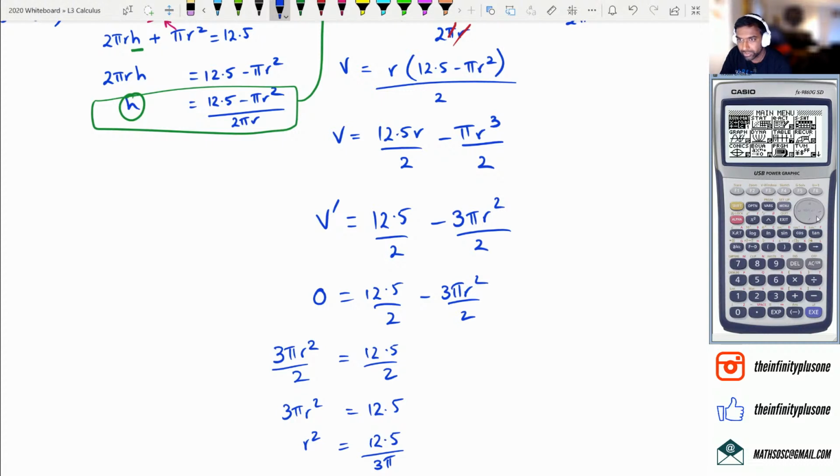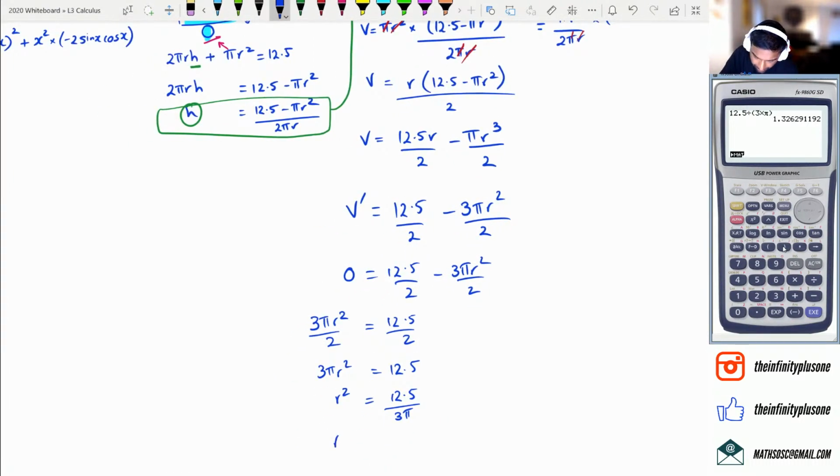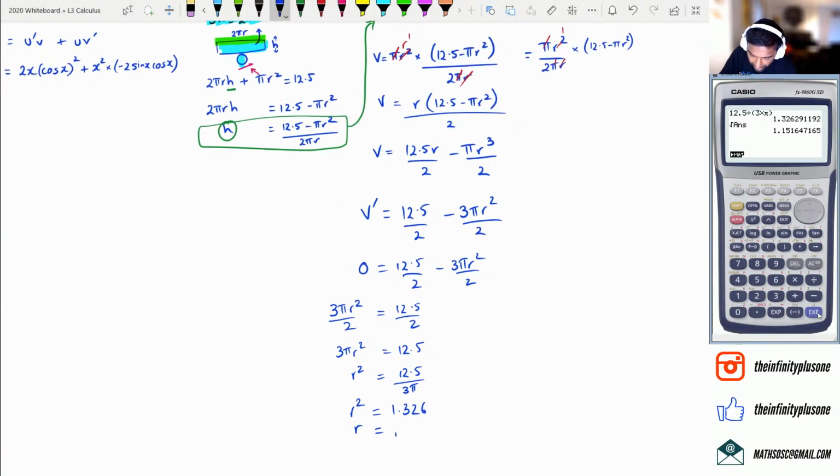So just going to go straight into here. What do we have? 12.5 divided by 3 pi gives me 1.326, which means r is equal to the square root of that. Gives me 1.15.